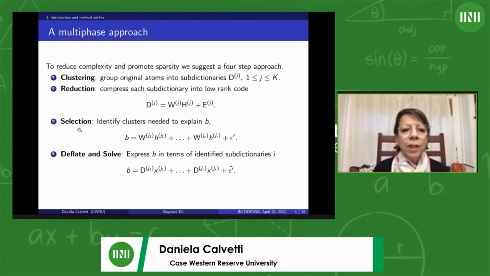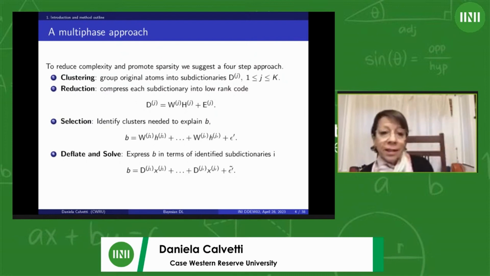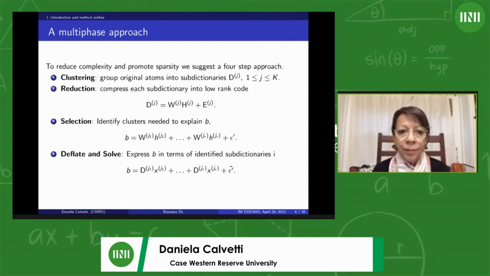Now, once we have done this partitioning and reduction of the dictionary into a bunch of essentially low-rank subdictionaries, then if we want to keep the focus on our dictionary matching task, a good idea is identifying at this level which clusters or subdictionaries are needed to explain B. Particularly if the dictionary is large, but also since we are assuming that B can have a sparse coding, so it can be represented in terms of a few atoms of the dictionary D. In general, not all of the subdictionaries will be active in the representation of B.